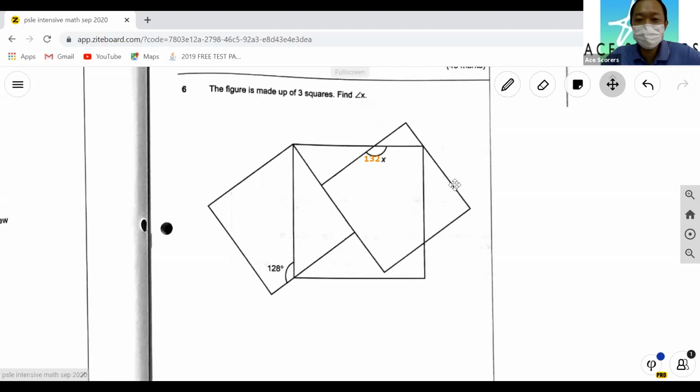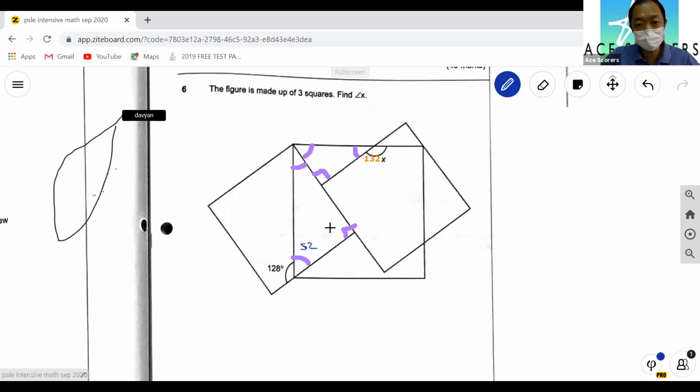Okay, so how do we do this? First you have to find this angle. So you take 180 minus 128. Let me see, 52. So here is 52, and then we know this is 90, so you can find this as well.